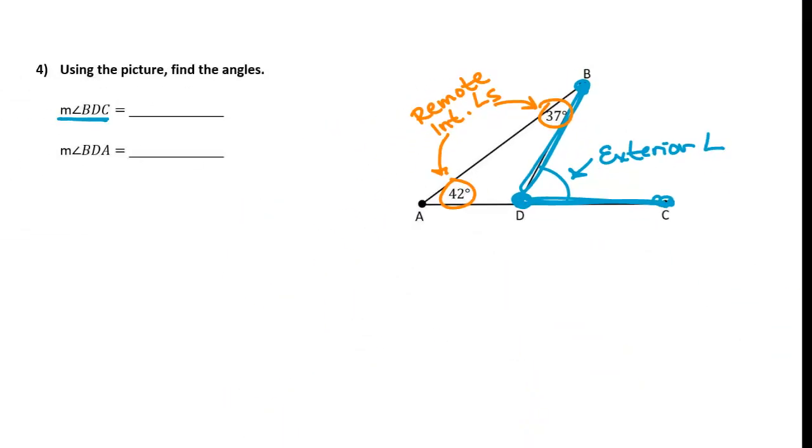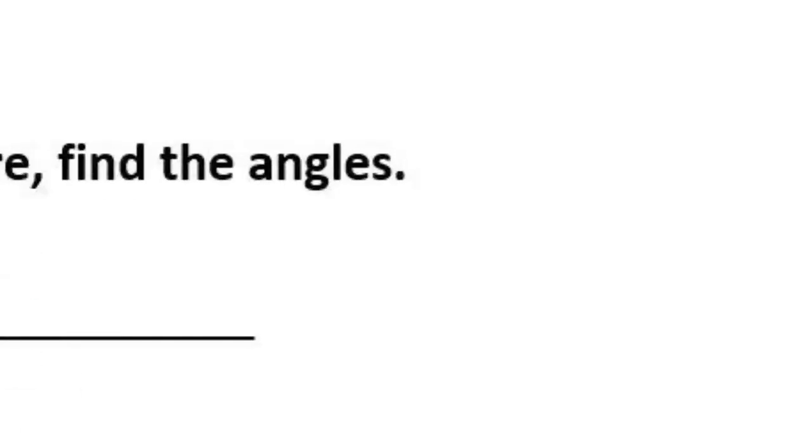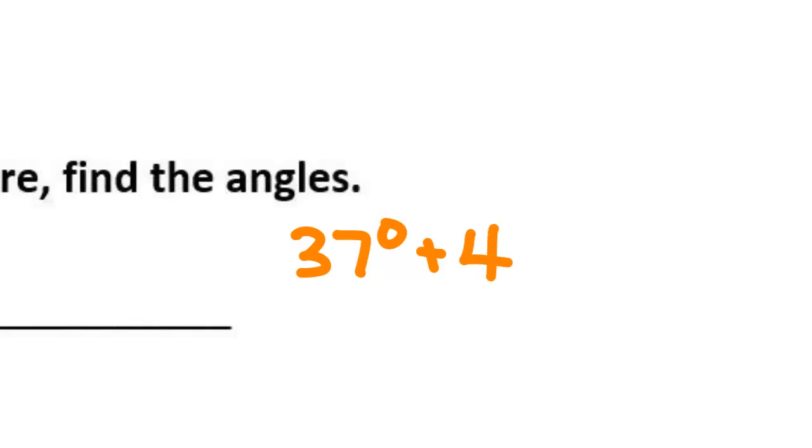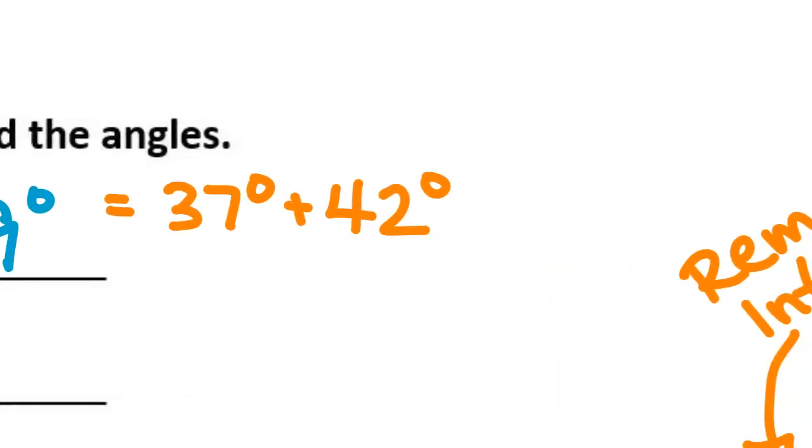We learned right back at the beginning of this module that these 2 remote interior angles add together to give you the exterior angle. So the way we find the measurement of angle BDC is we're going to do 37 degrees plus 42 degrees. What is 37 plus 42? 79. So I would have 79 degrees.